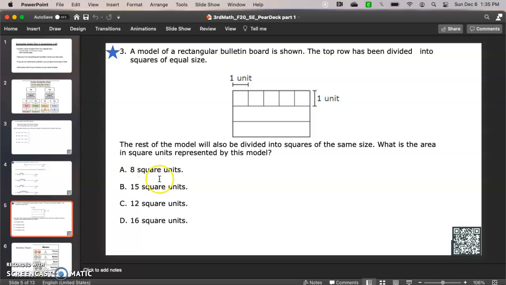A. 8 square units. B. 15 square units. C. 12 square units. D. 16 square units. What is the area in square units represented by this model?